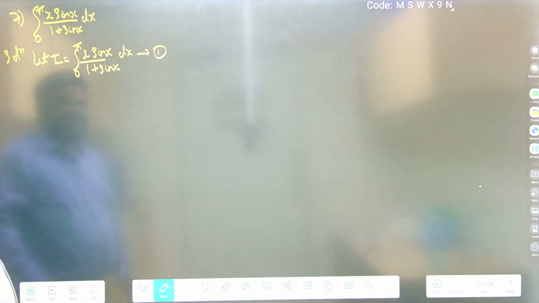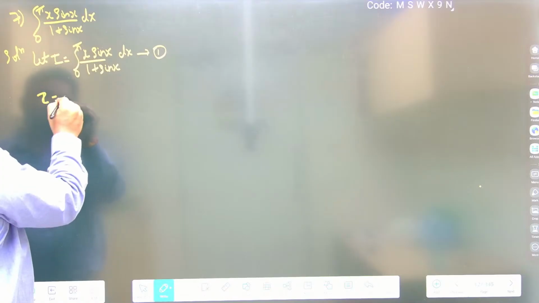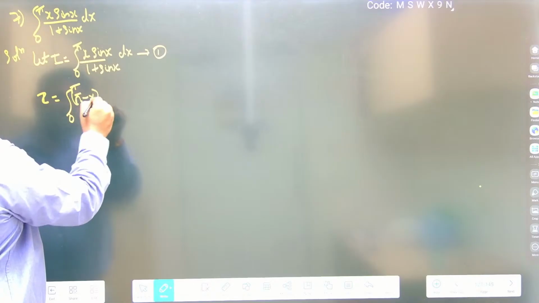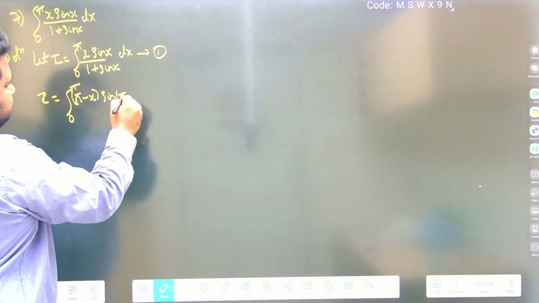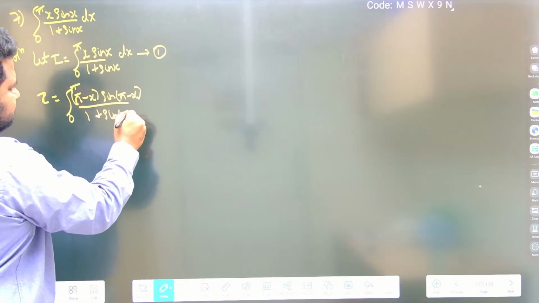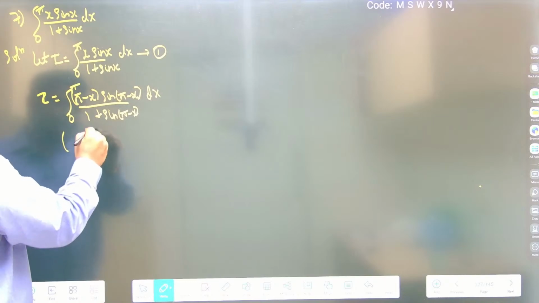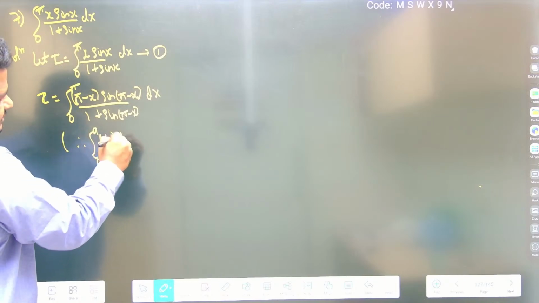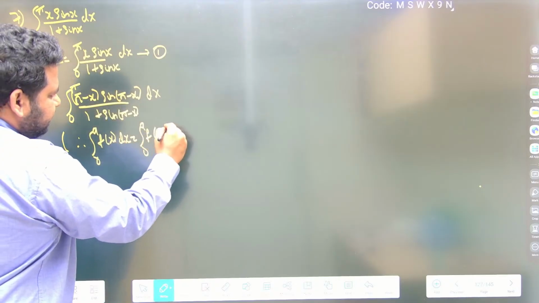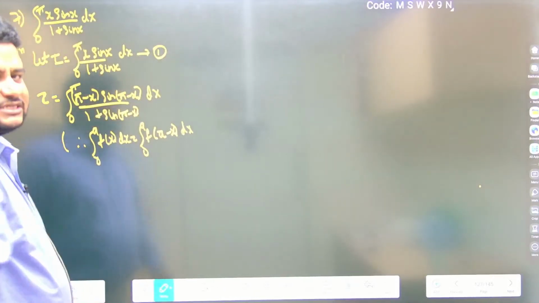x by 1 plus sin x. Okay, now what I can do here, let me apply. This will become I is equal to integral 0 to pi, pi minus x into sin of pi minus x divided by 1 plus sin of pi minus x dx. Why? What is the reason? Because integral 0 to a f of x dx is equal to integral 0 to a f of a minus x dx. This is what I applied here. Here a is pi. Wherever x is there, I should replace it by pi minus x.